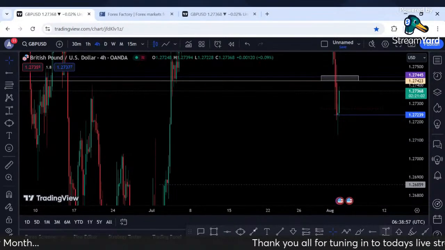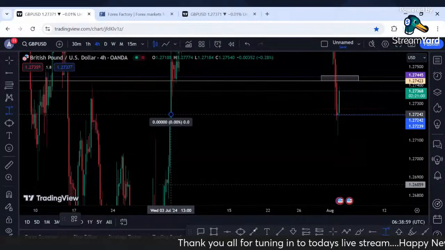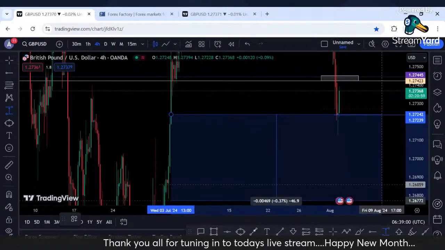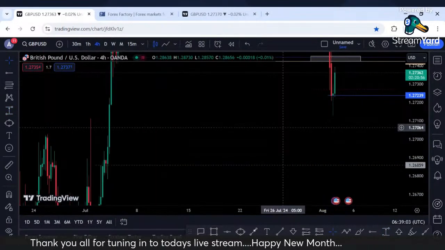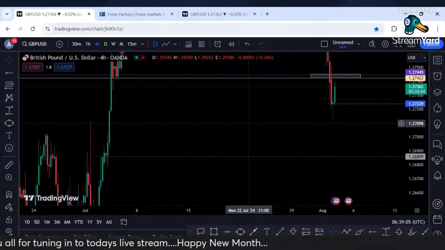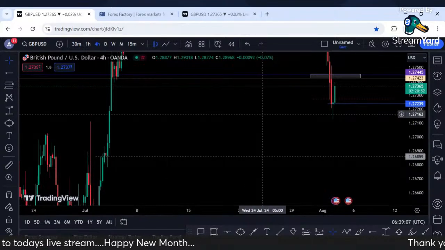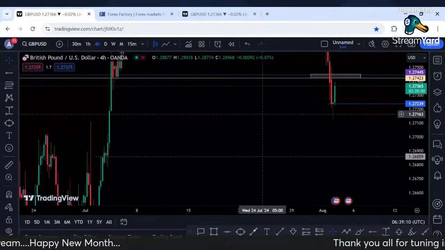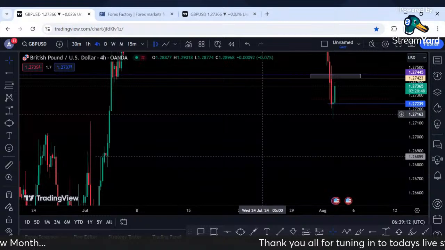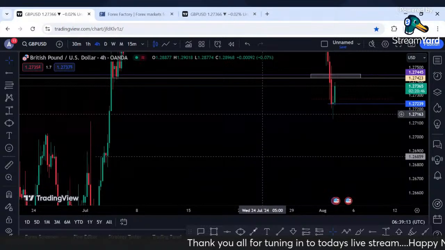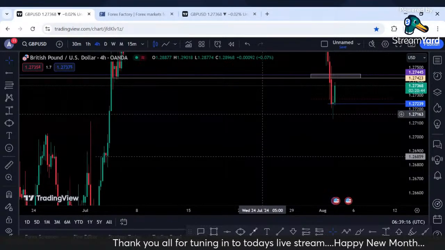So we have a big range over here for us to take advantage of. Okay, but now we don't have any entry signal. You don't have any entry signal.